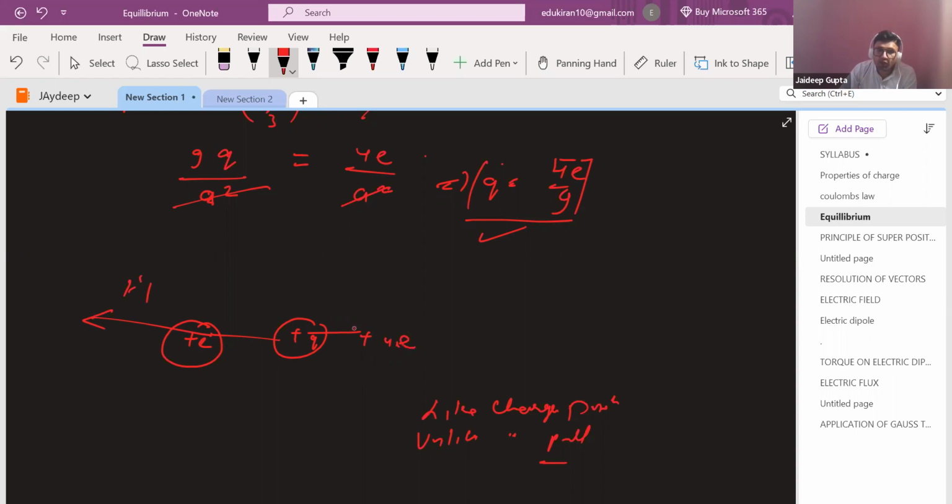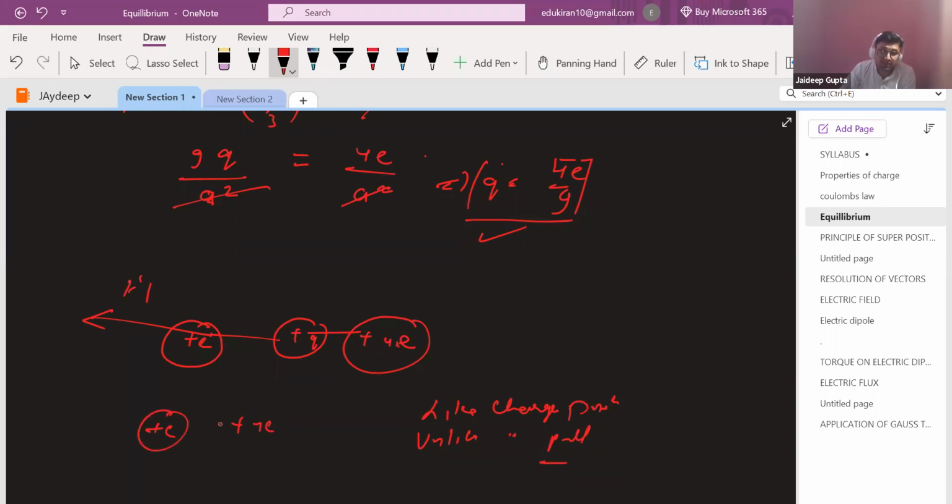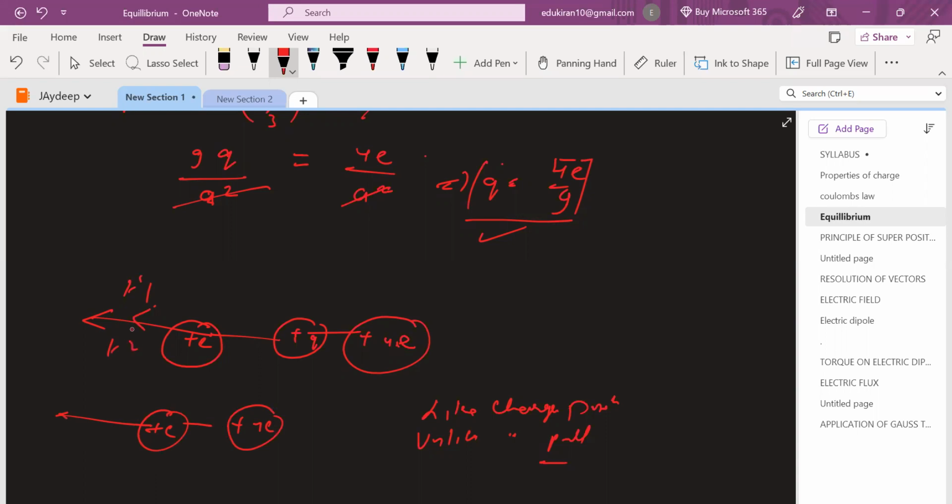Now, plus 4E. Just forget about this charge. Now, let me know the direction of the force due to 4E on plus E. What is the direction? Towards right. Look, this is plus E and this is 4E. Both are positively charged, both are like charges. This charge will try to push this, so it would be towards left again. Fine. So F1 and F2 both have the same direction.